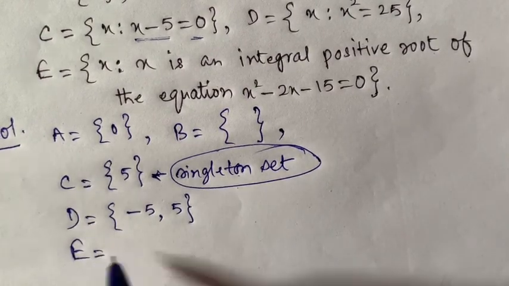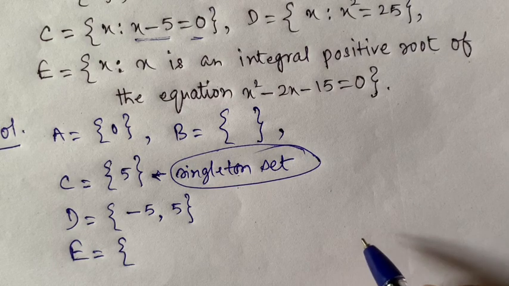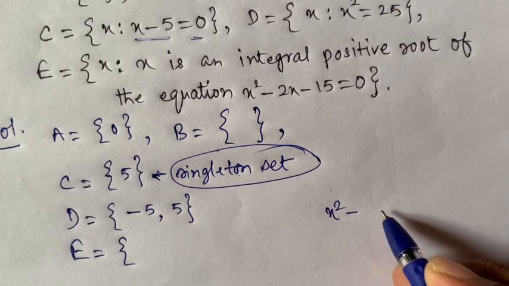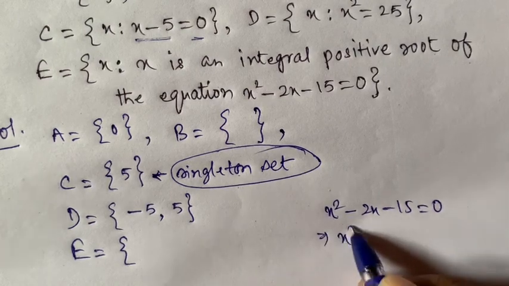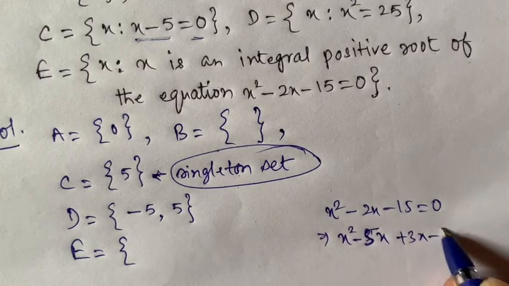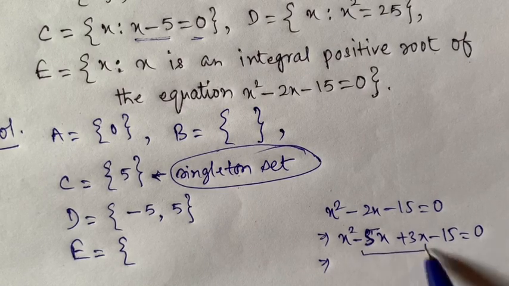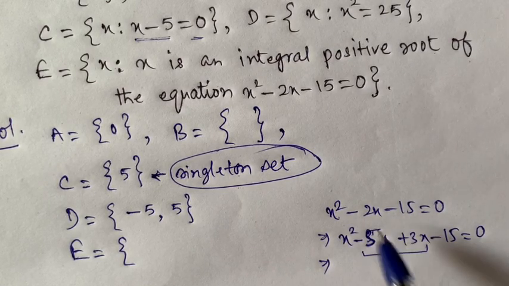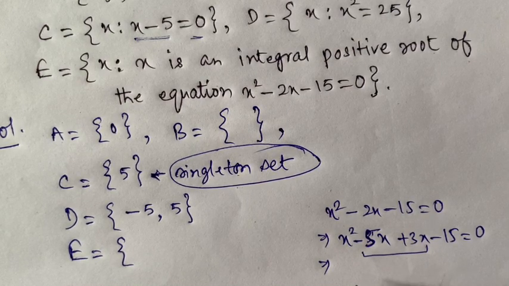And then we have E, fifth set. X such that x is an integral positive root of the equation x square minus 2x minus 15 is equal to 0. Now if we solve x square minus 2x minus 15 is equal to 0, we will have x square minus 5x plus 3x minus 15 is equal to 0, as they are split middle term there. When we add them we will get minus 2. I hope you all know how to split the middle term and factorize.